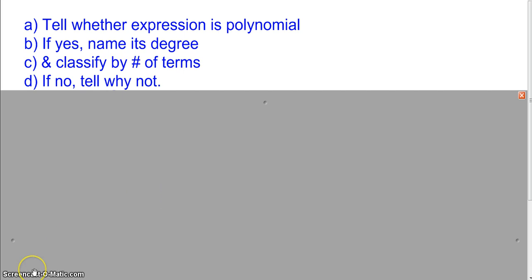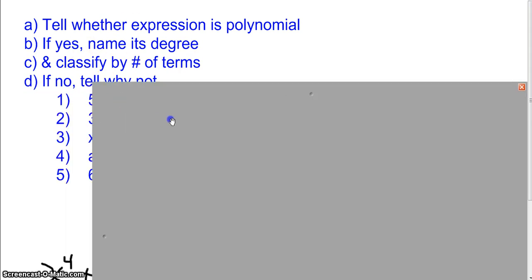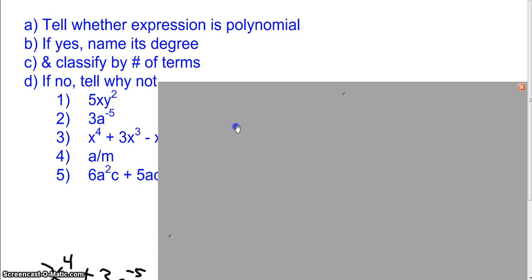Okay, so here's a question you might have today. Tell whether this expression is a polynomial. If it is, name its degree and classify it by the number of terms. And if not, tell why not. You don't need to write these instructions down, but I want you to try it here. Here we go. Here are your examples. So write these examples down, 1 through 5.